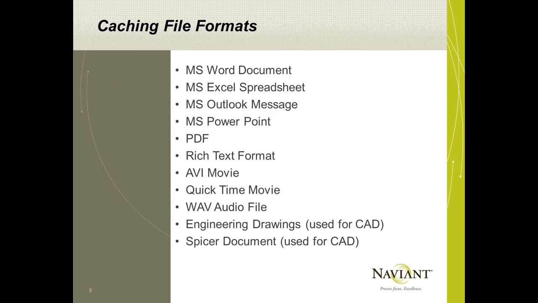This is the list of file formats right now that are included in the caching support. It's basically the file format types that are typically associated with large file sizes. So your Office documents, your PDFs, your rich text, your AV, and your CAD type documents.